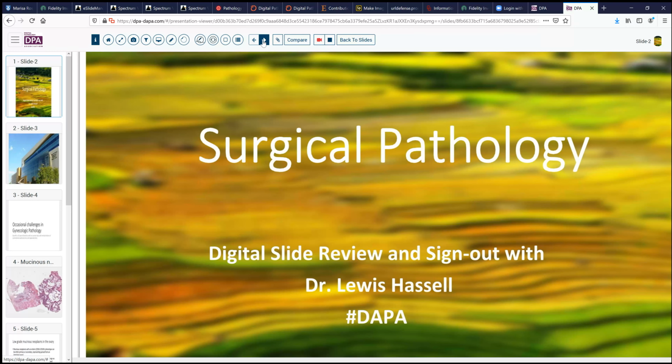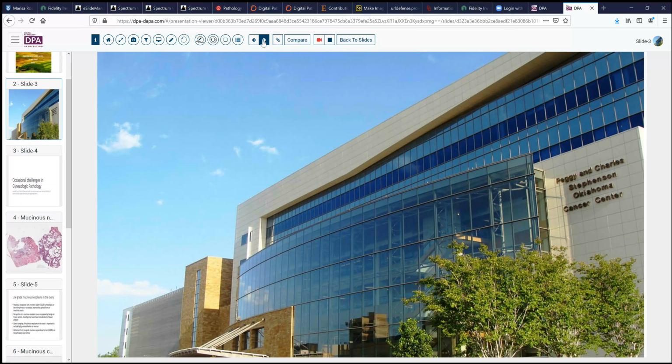I'm coming to you today from the campus of the Oklahoma Health Sciences Center, where the Stevenson Cancer Center is an NIH designated cancer center and one of the highest enrolling centers in the nation for patients enrolled in clinical trials.